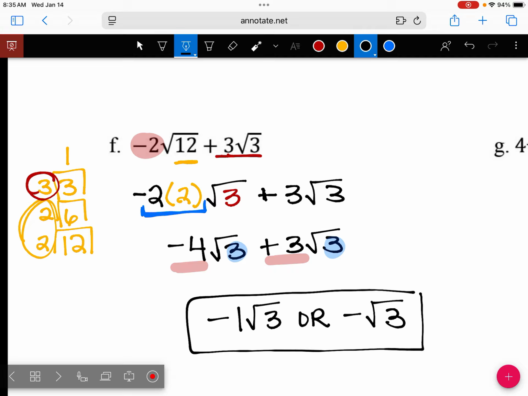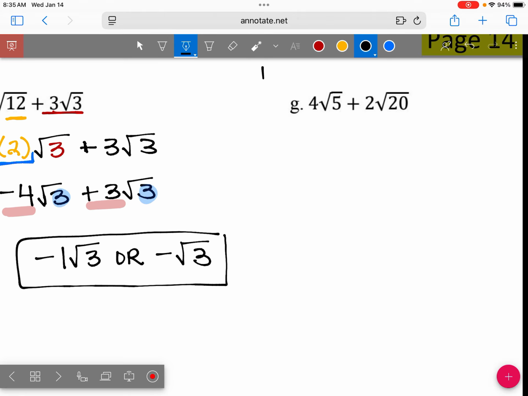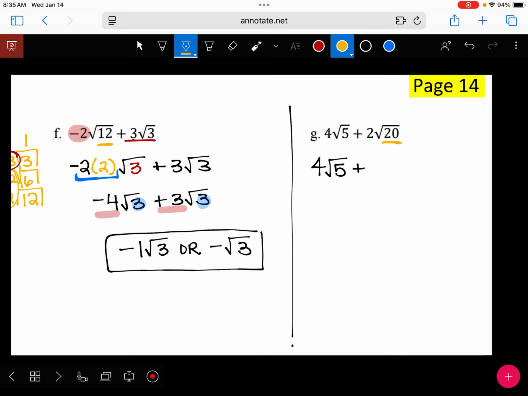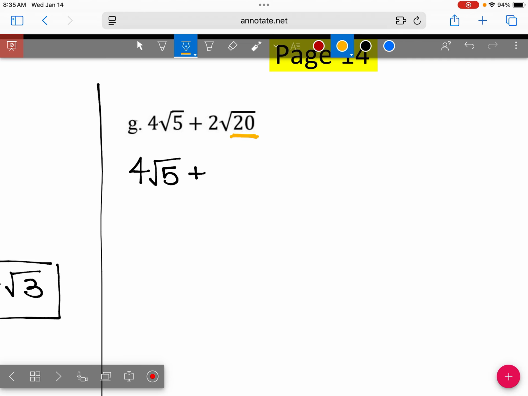Okay, so let's look at G. So in G, the first one is done. Can't do anything with that. Okay, the 20 can be simplified. So I'm going to build my cake with the 20. So first I'm going to divide it by 2. That gives me 10. I'm going to divide that by 2 again. That gives me 5. I'm going to divide that by 5.